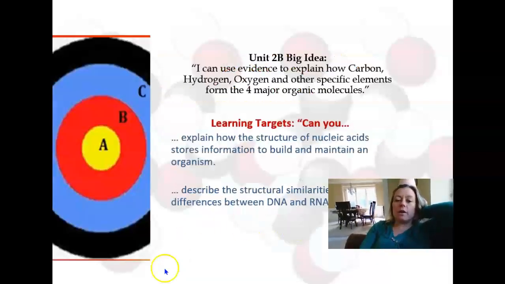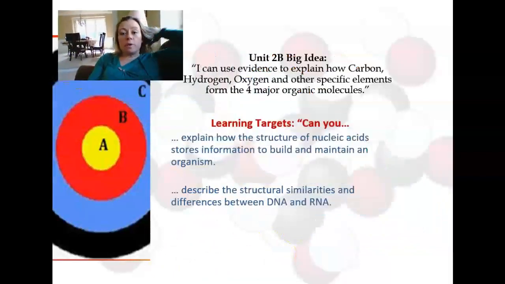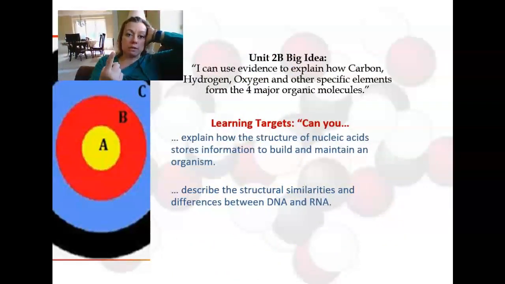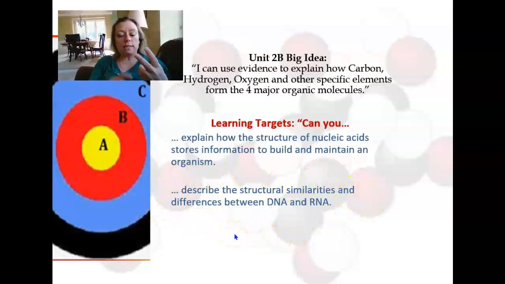All right, so here is our big idea, just one more time. We talked about carbon, hydrogen, and oxygen sort of ad nauseum. And now we've just talked about nitrogen in the flag or the base and phosphorus in the balloon that's going to bind these whole things together. So we're going to talk about how the structure of nucleic acid stores information to build and maintain an organism. There's a whole 2 units on this, so don't worry, we're only going to skim the surface. We're also going to describe the structural similarities between 2 versions of nucleic acids, DNA or deoxyribose and RNA ribose. We're going to talk about that here in just a second.